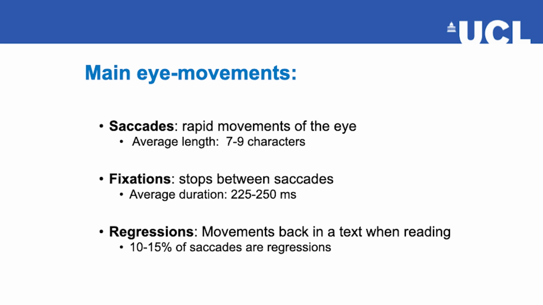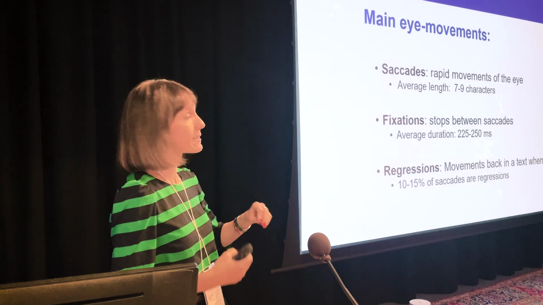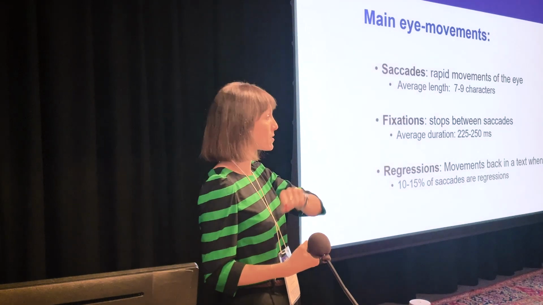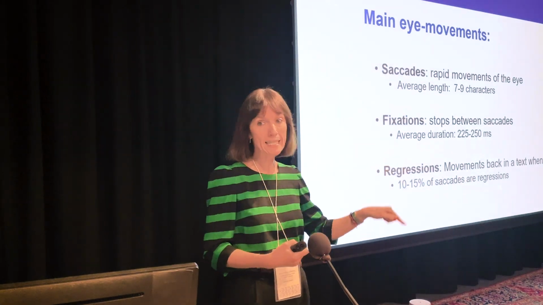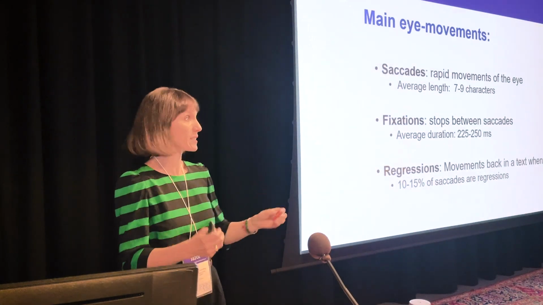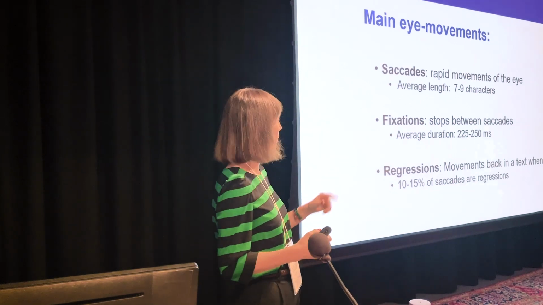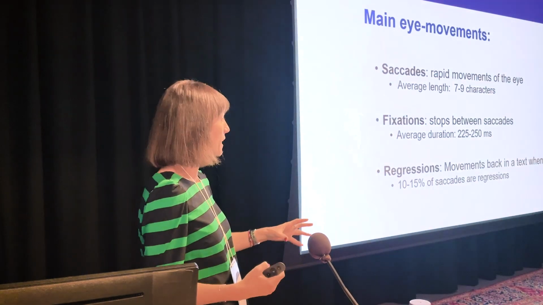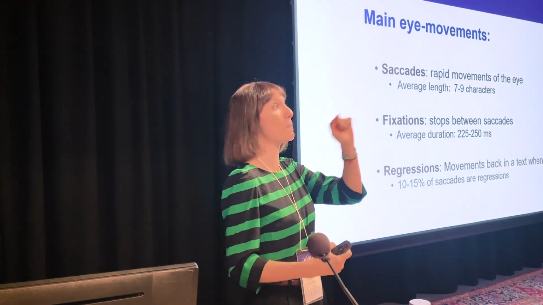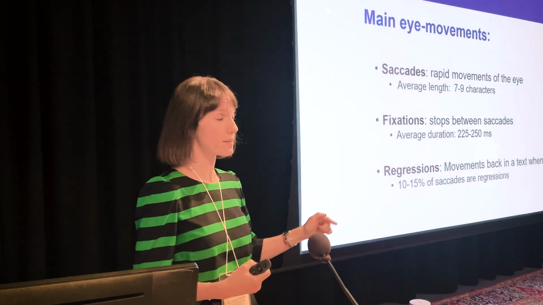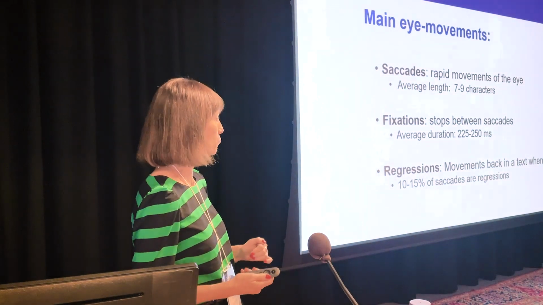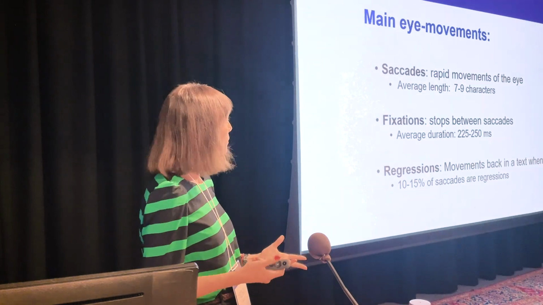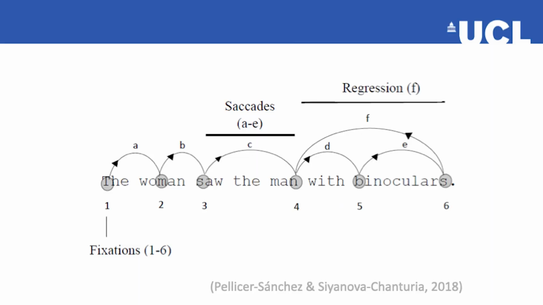So it records different types of eye movements. One is saccades, our rapid movements of the eyes from one point to the next. It also measures fixation, so when the eyes stop, I'll show you an example in a minute. And regression, which is particular to reading: movements back in a text to earlier parts of a text when reading.